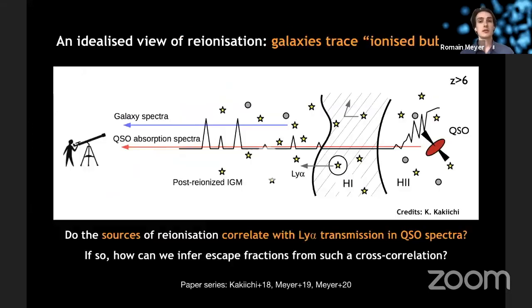So starting with the galaxy IGM cross-correlation, we all think of reionization as these bubbles, this Swiss cheese topology, and we all like to think that galaxies actually power these bubbles. So if you look at a distant quasar at redshift greater than 6, you have the Lyman-alpha forest, or what remains of it at this redshift, and you have opaque troughs and transmission spikes. And so around transmission spikes, you're actually tracing ionized gas, and so there should be galaxies ionizing this gas. So the question is, can we actually measure that correlation between galaxies and Lyman-alpha transmission? And how can we infer escape fraction from this?